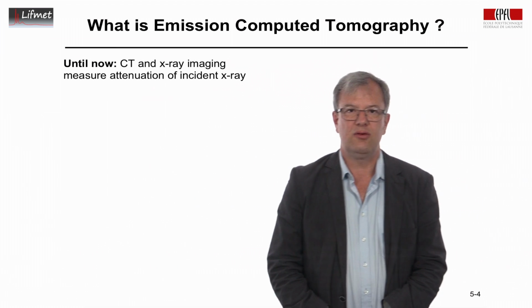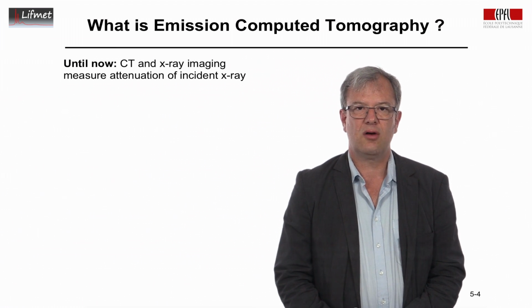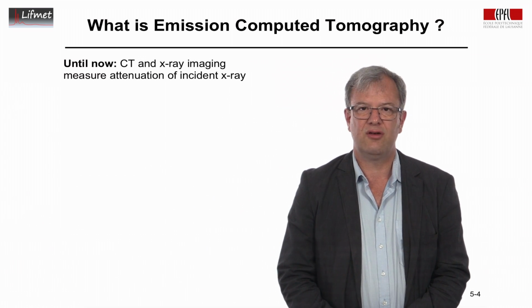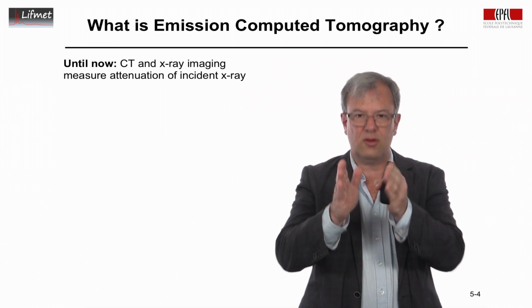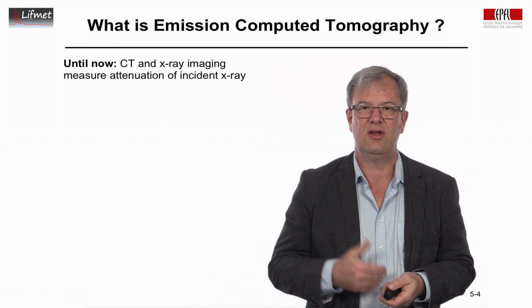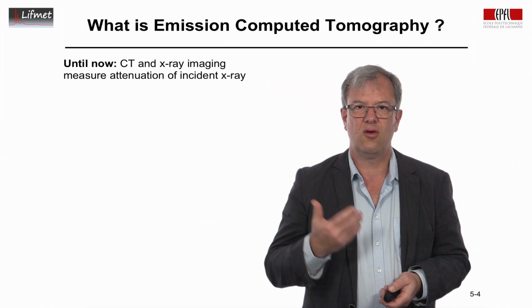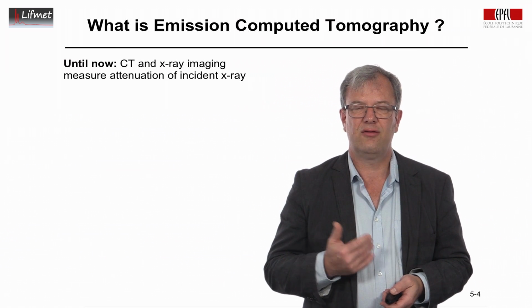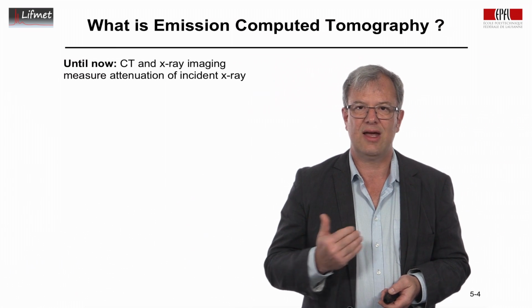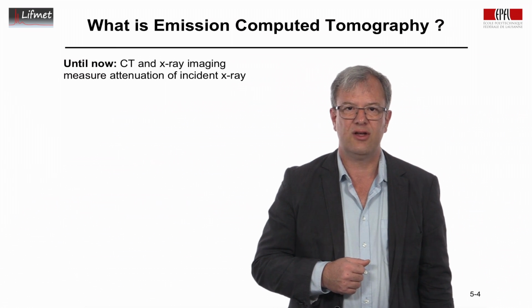So what is emission computed tomography? Until now, for computed tomography and X-ray imaging, we have dealt with the fact that they measure the attenuation of the incident X-ray. So we have an X-ray that moves towards the object. At the end, once it's passed through the object, we measure its intensity. The absorption of the X-ray is linked to the linear attenuation coefficient, and so it is the attenuation of the incident X-ray that is giving us the contrast, i.e. the distribution of the linear attenuation coefficient.